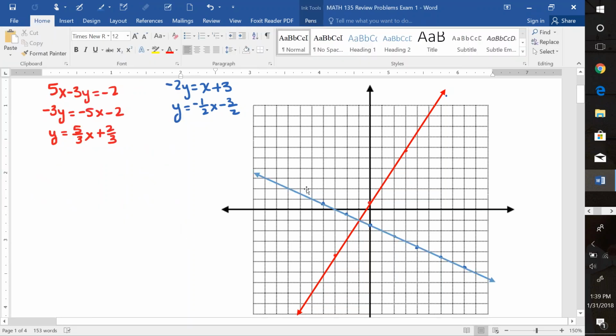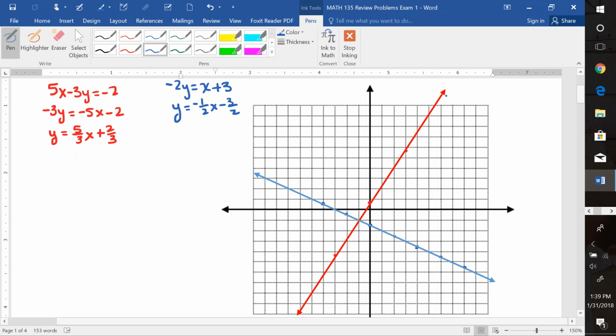Okay, so it looks like we do have an intersection point in this graph, and it happens right here at -1, -1. So that's my solution. So that means this is a consistent system and independent since it has a single solution. And you can check this really quick, especially if you don't know what that looks like it crosses at, if you weren't being careful with your lines.